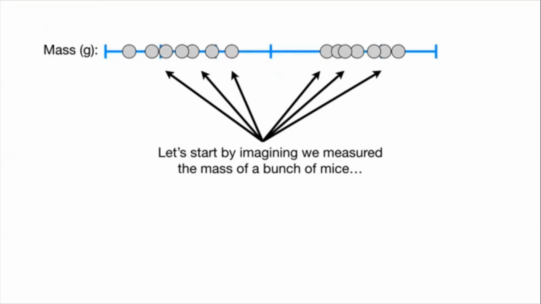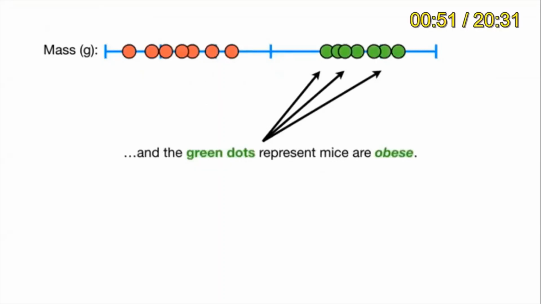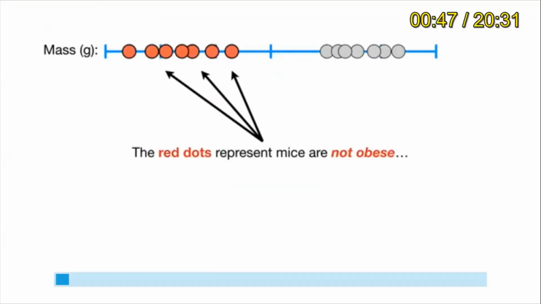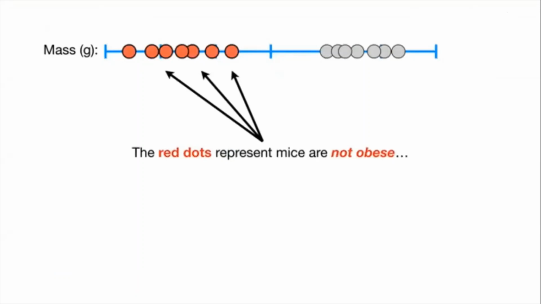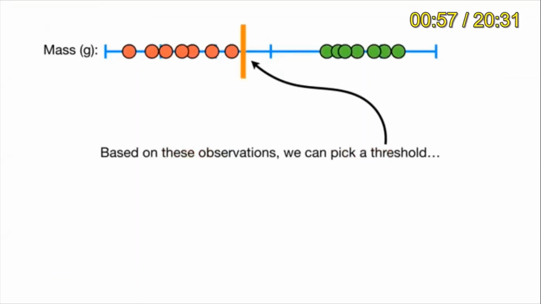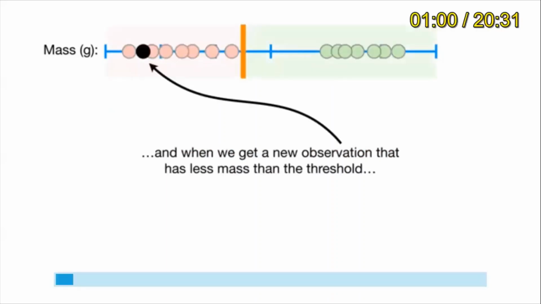Just imagine we took a bunch of mice and measured the mass of each one. The red dots represent the mice which are not obese, which are not fat enough. The green ones say that they are obese. Now, based on the observation, we can pick a threshold in between the two. This will be a proper boundary, which tells us that if the weight is below it, the mouse is not obese. If the weight is above it, it's obese.